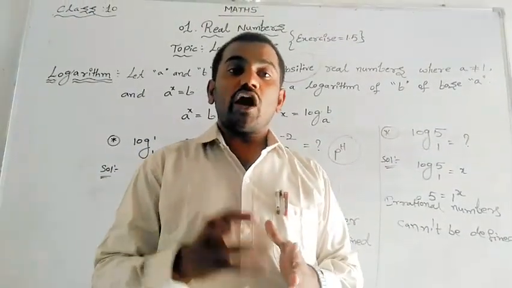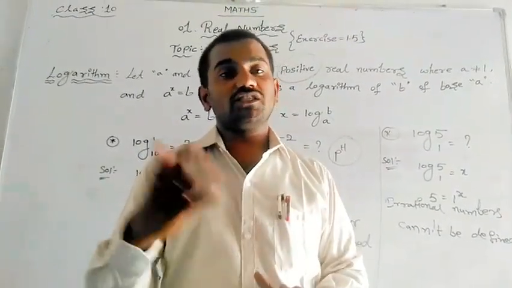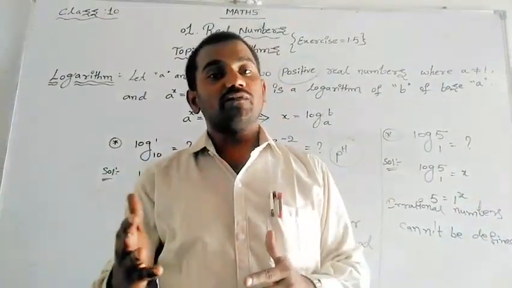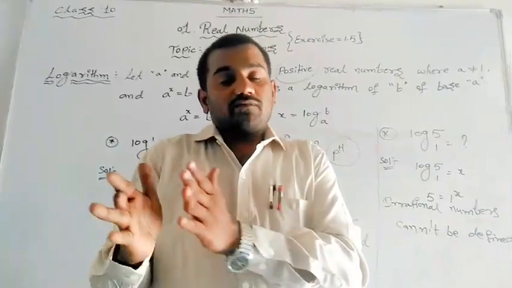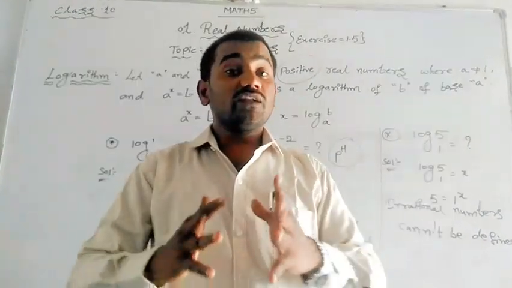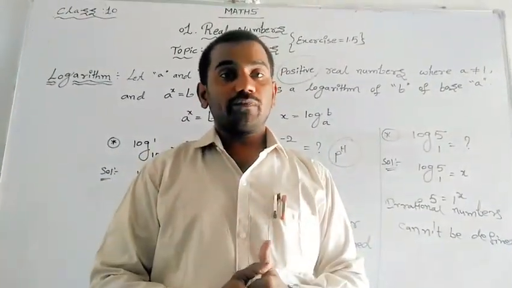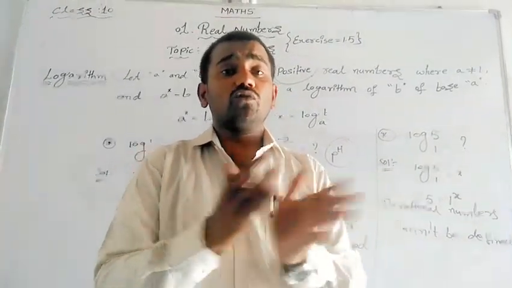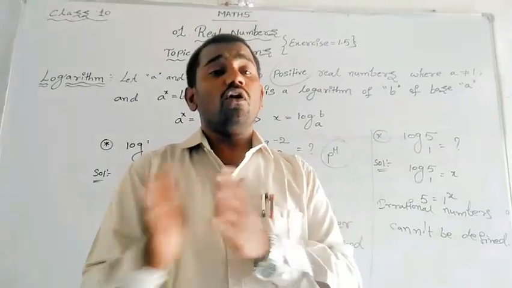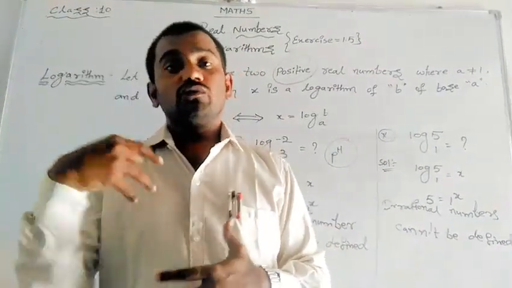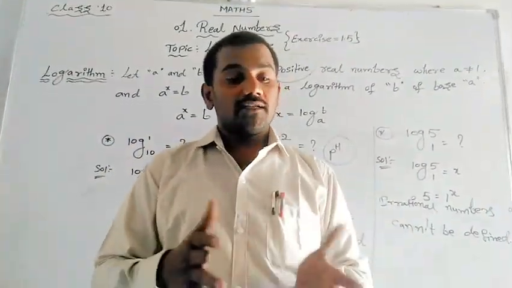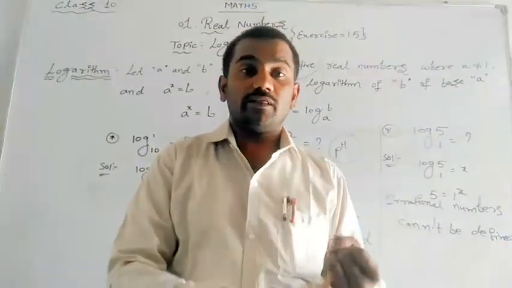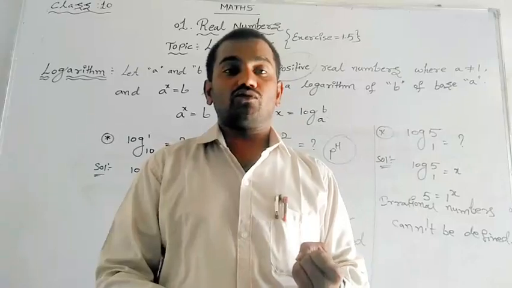As we know, the pH value of normal, natural water is 7. If it is less than 7, it is acidic. If it is more than 7, it is basic in nature. This is studied in logarithm form only. The pH value ranges from 0 to 14, and you will study this in physical science. Other than that, the binary systems we use in computers are also in logarithm form.